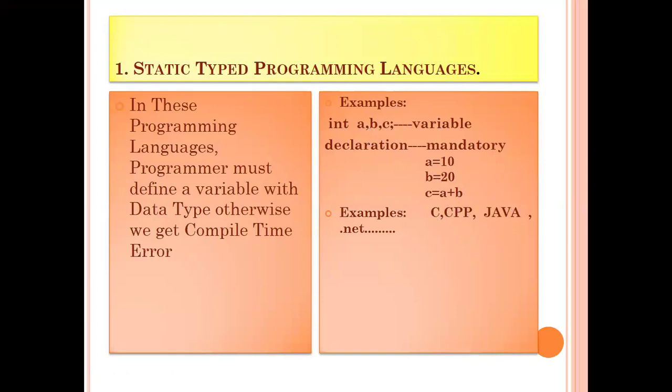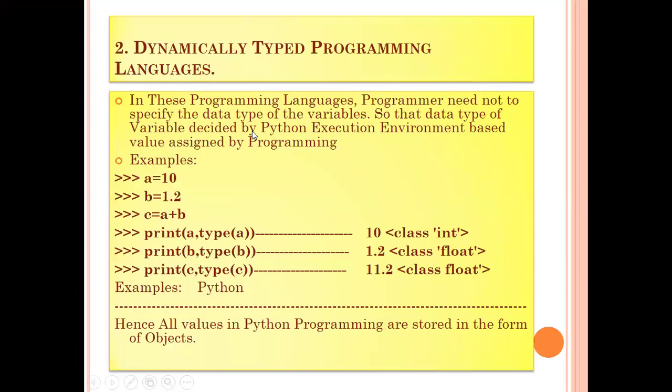But in a dynamically typed programming language, the type will be mentioned automatically. When we write such things, as I've shown you, A is equal to 10, B is equal to 20, C is A plus B, it will mention on its own. It will show this is a class integer, this is a class float, what kind of value it is. So in these programming languages, the programmer need not specify the data type of the variable, so the data type of the variable is decided by the Python execution environment based on the value assigned by the program.